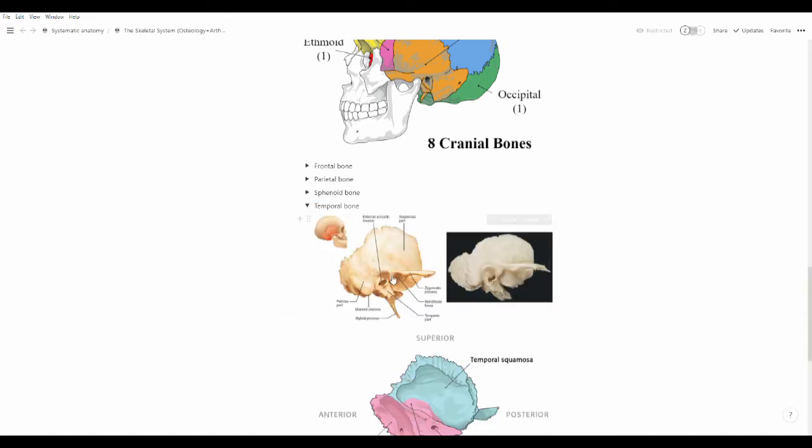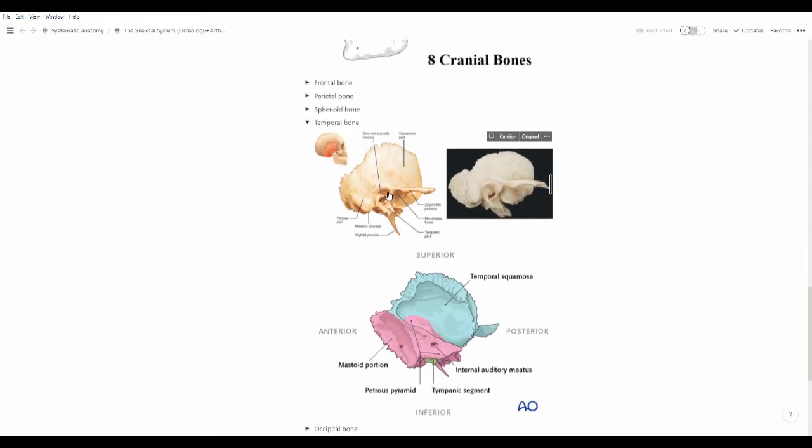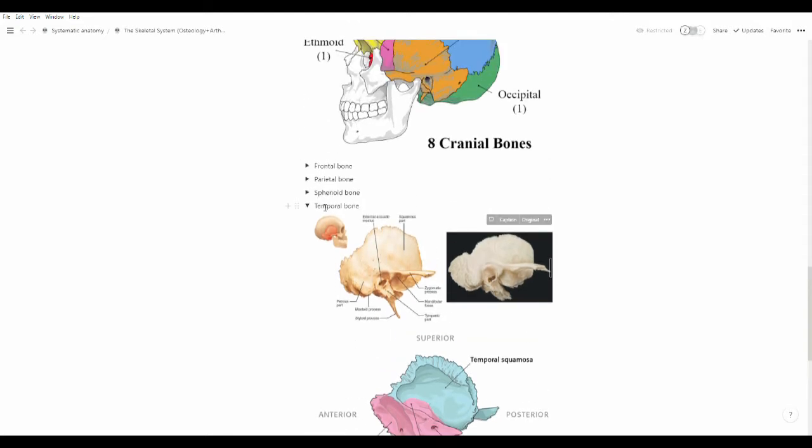Next up, we have the temporal bone. For some reason, temporal is one of my favorite names. When you buy glasses, a part of the glasses where mostly the design is, is the temple. They call it the temple of the glasses. Why is it called that? Because this bone is called the temporal bone, and this part of your face is called the temple of your face.